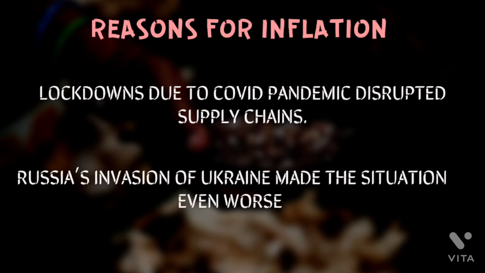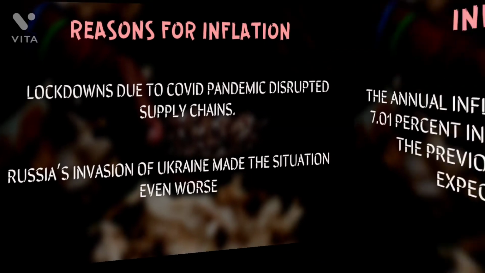The second reason is Russian invasion of Ukraine made the situation even worse because that created even more shortage of crude oil, wheat, edible oil and some other commodities. Due to Russian invasion of Ukraine, it became almost impossible to import goods from Ukraine. Moreover, the sanctions on Russia following the invasion resulted in reduced imports from Russia, which is the world's biggest producer of crude oil and the second largest producer of natural gas.